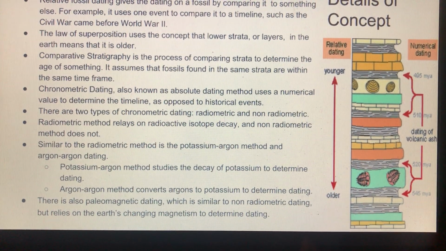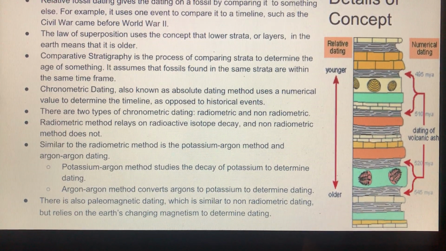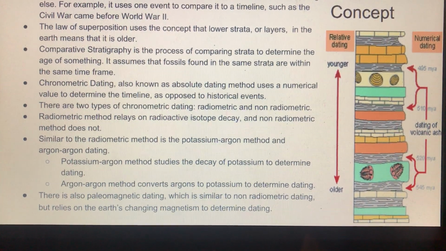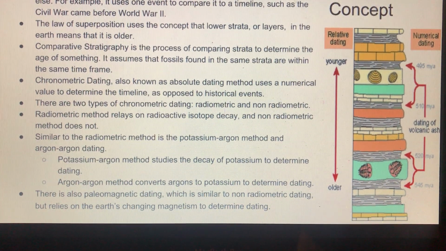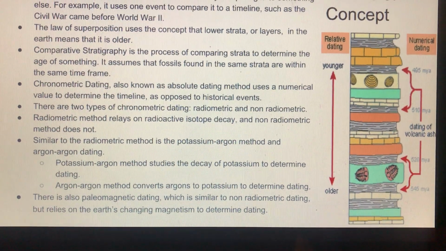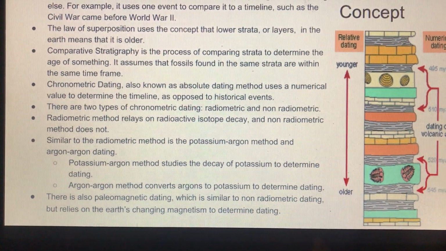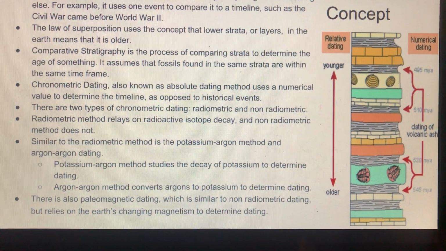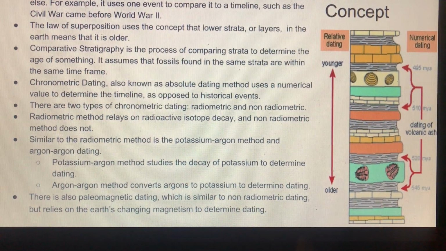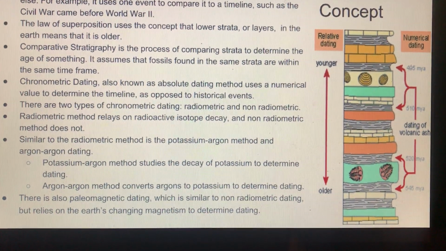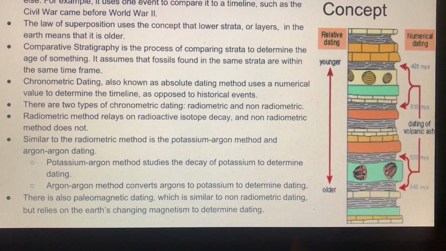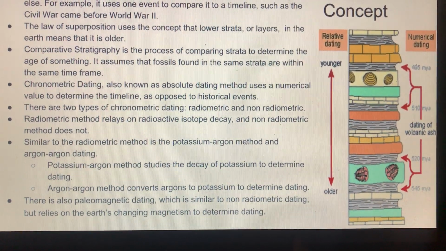Chronometric dating, also known as the absolute dating method, uses a numerical value to determine the timeline as opposed to historical events. There are two types of chronometric dating: radiometric and non-radiometric. The radiometric method relies on radioactive isotope decay, and the non-radiometric method does not.